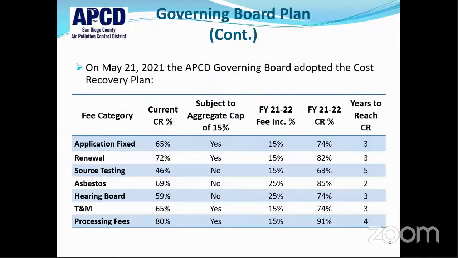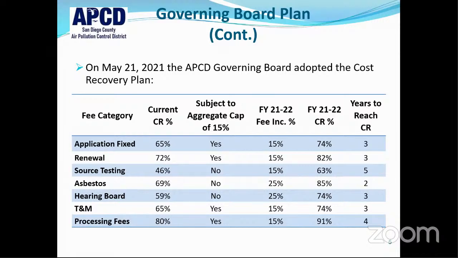The district has not increased fees in over 2 years, and the last permit fee updates were in 2019, 2018, and 2017. The district did not increase fees for 5 consecutive years from 2012 to 2016.